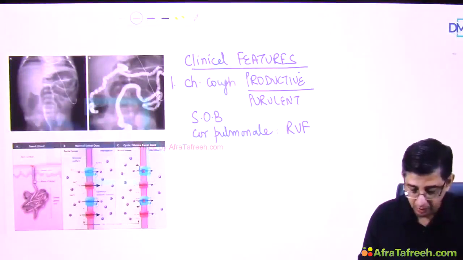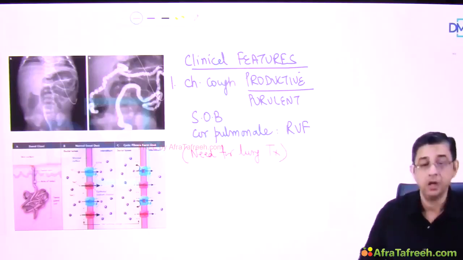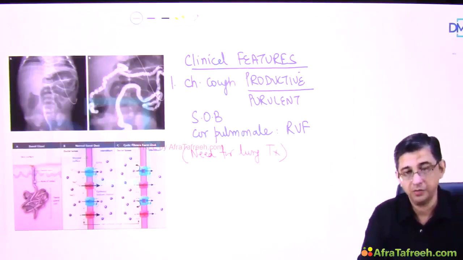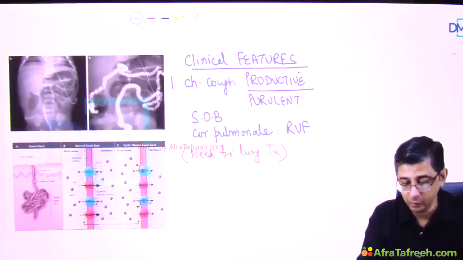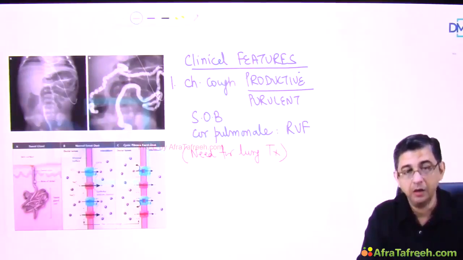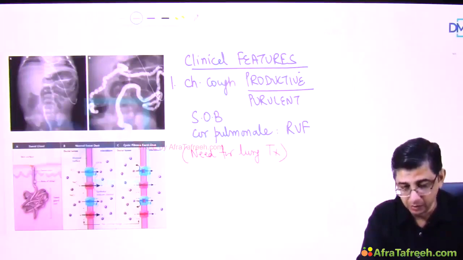In fact, cystic fibrosis is one of the important reasons for need for lung transplantation. One of the number one cause of lung transplantation bilateral is cystic fibrosis. For unilateral lung transplantation, it is mostly emphysema, but for bilateral lung transplantation, cystic fibrosis is one of the important causes.